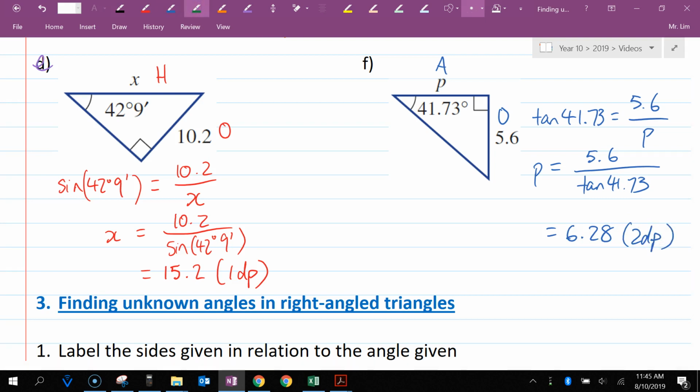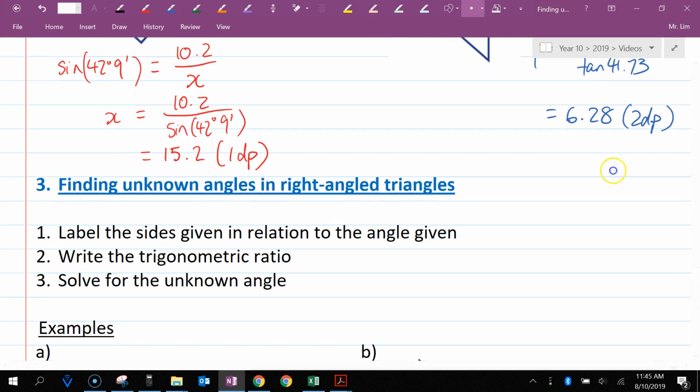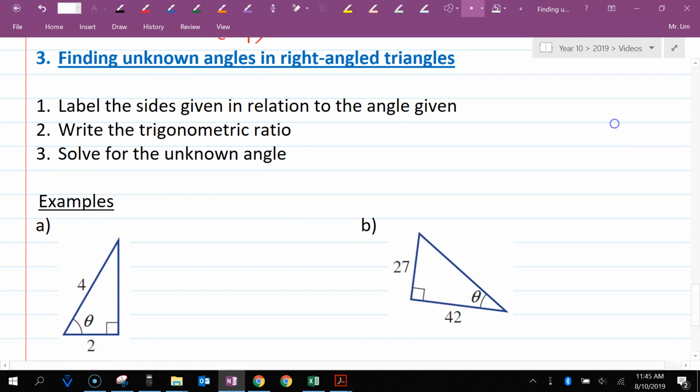Alright, so now we know what a trig ratio is. We know what the 3 trig ratios are. We know how to find an unknown side in a right angle triangle. Let's have a look at how to find an unknown angle in a right angle triangle. So steps here are the same. Label the sides given in relation to the angle given. Write the trig ratio and solve for the unknown angle.